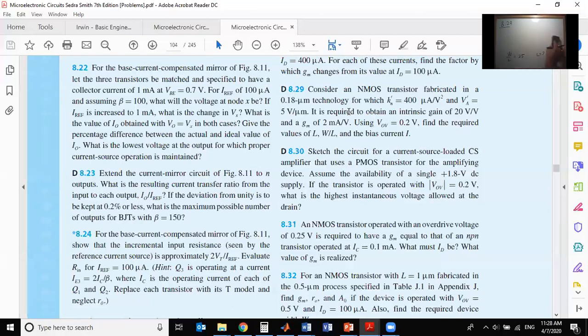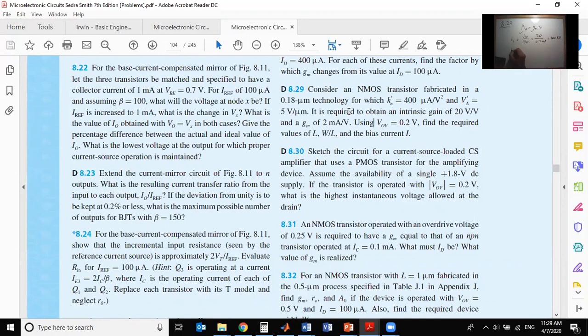Okay, so let's use this one. A node is gm times ro. We know this, so then we can find ro. So it's A node over gm. A node is 20, and gm is 0.2 milliampere. So this is 200 kilo ohms, right?